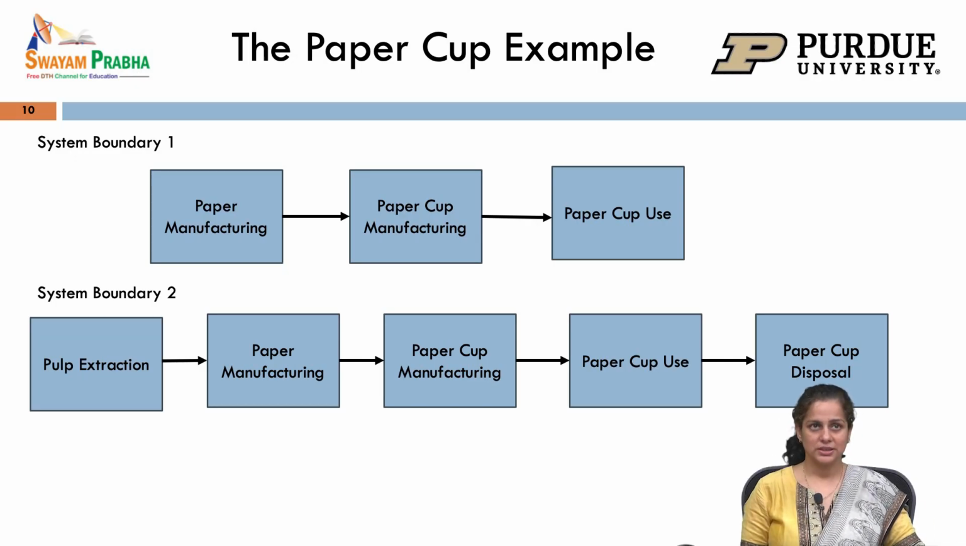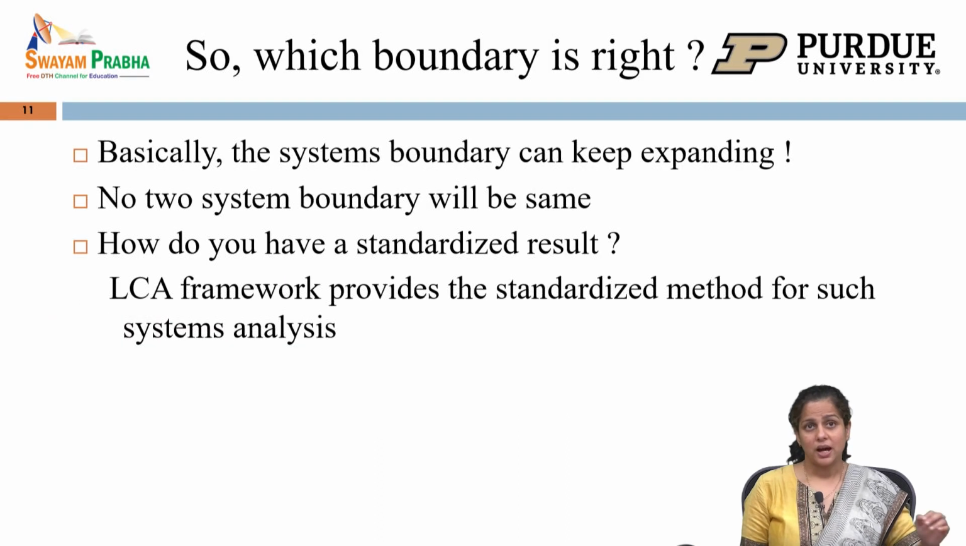So, the question is, which boundary is right? Is system boundary 1 correct or system boundary 2 correct? And the answer is that no two boundaries will be the same. If we start thinking of developing models, we all know that models are very much dependent on how the modeler thinks about developing the model. And one of the key things is every model is right, but some of them are useful only for certain purposes. So, here also every system boundary is right.